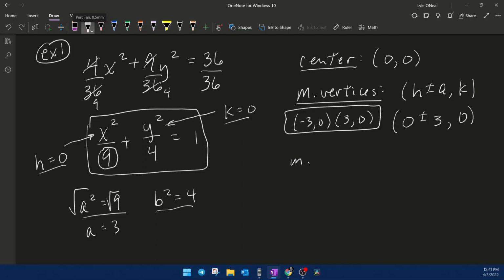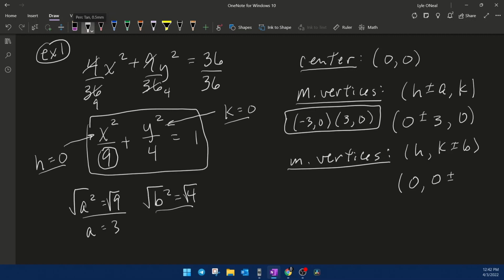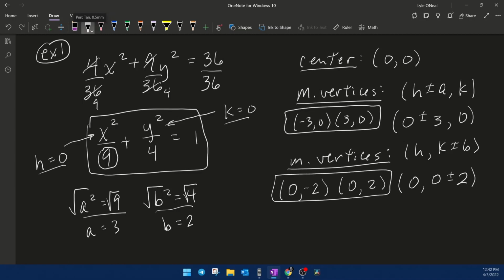Next, the minor vertices, well, in this case, would be h comma k plus or minus b. And then doing a little plug and play here, h is 0, k is 0, b, we're going to need to take the square root of both sides, b is 2, and then I need to replace b with 2. And so my minor vertices are going to be the ordered pairs 0, negative 2, and 0, 2. And let's put a box around those.